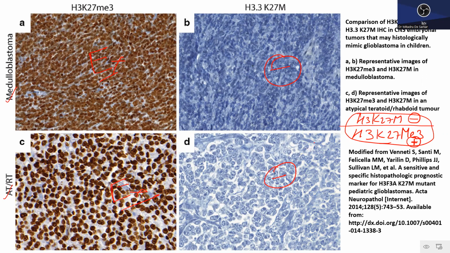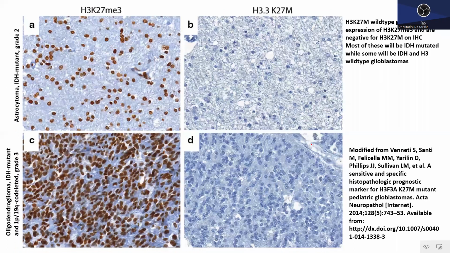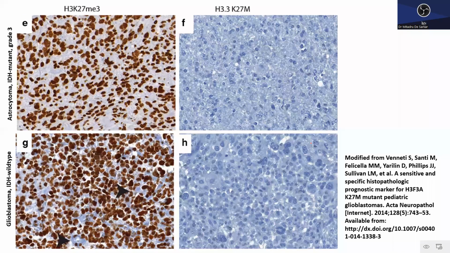So the H3K27M IHC along with H3K27 trimethylated histone IHC is very important in the workup of these tumors. Similarly, you could have an astrocytoma of the IDH mutated category or an oligodendroglioma of the IDH mutated category, which might mimic diffuse midline gliomas. In those cases also, you will see that there is a normal retained expression of H3K27me3, while there will be no expression of H3K27M. So H3K27M is very important in the differential diagnosis.